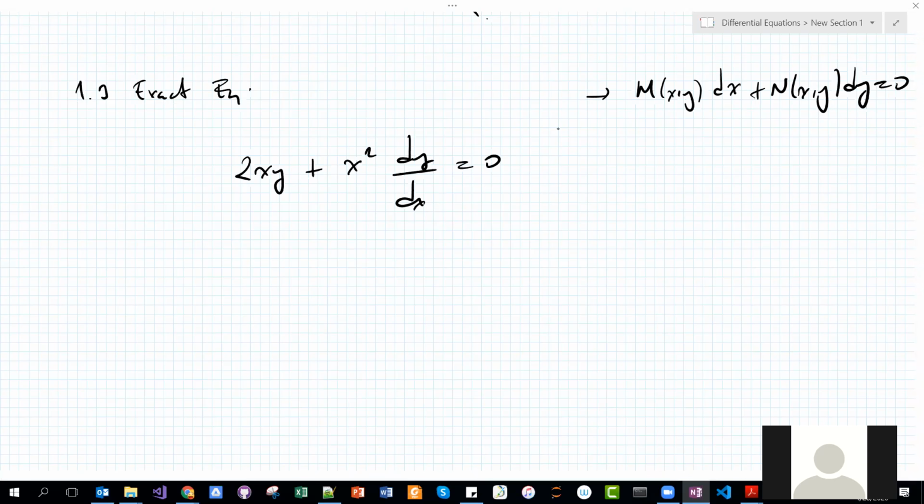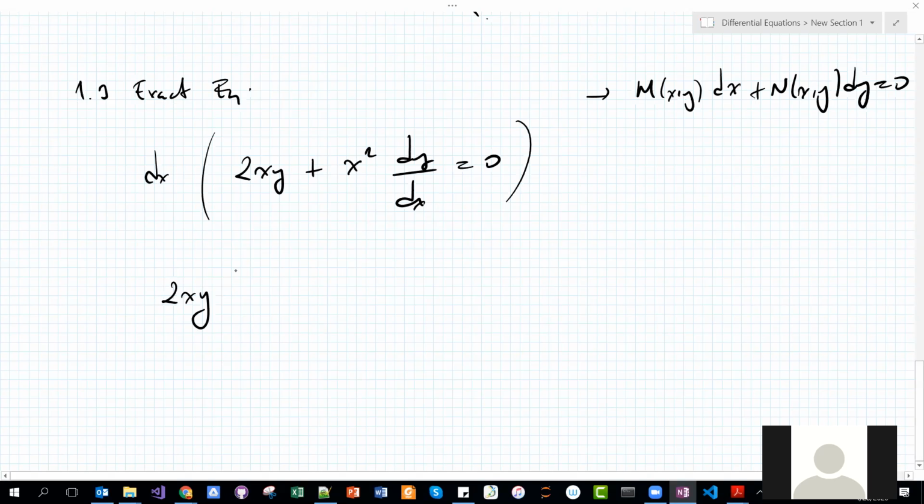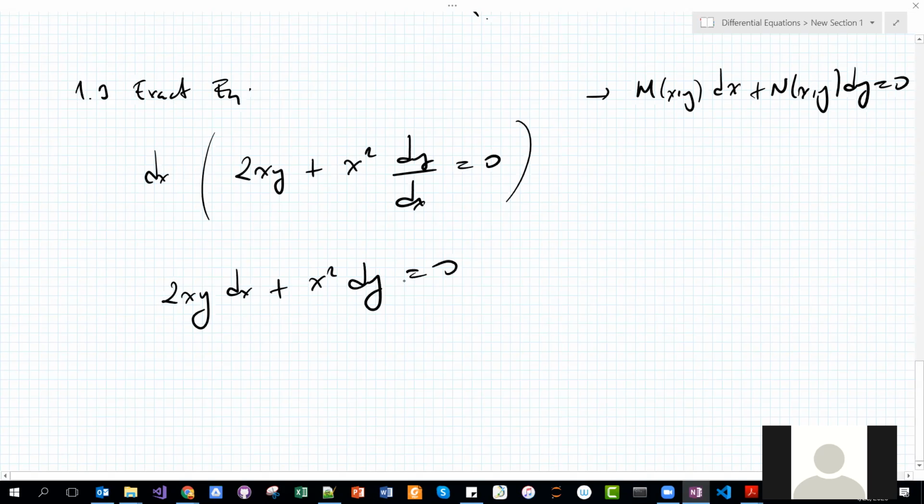Look at that. This is not similar. This is similar, but there are some things missing around. I need to arrange it. That is why, if I multiply all the terms by dx, I should have 2xy dx plus x squared dy, which is equal to 0. Now look at here. This is my M, this is my N.